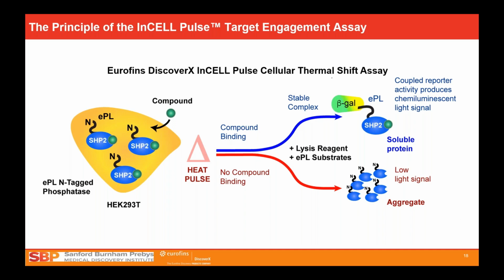But in the presence of a compound, this will actually stabilize the protein to some degree. And then, due to the fact that it has an EPL tag, it can engage with the beta-galactosidase and do its coupled reporter activity and produce a chemiluminescent signal. So this is the specifics for our particular target.